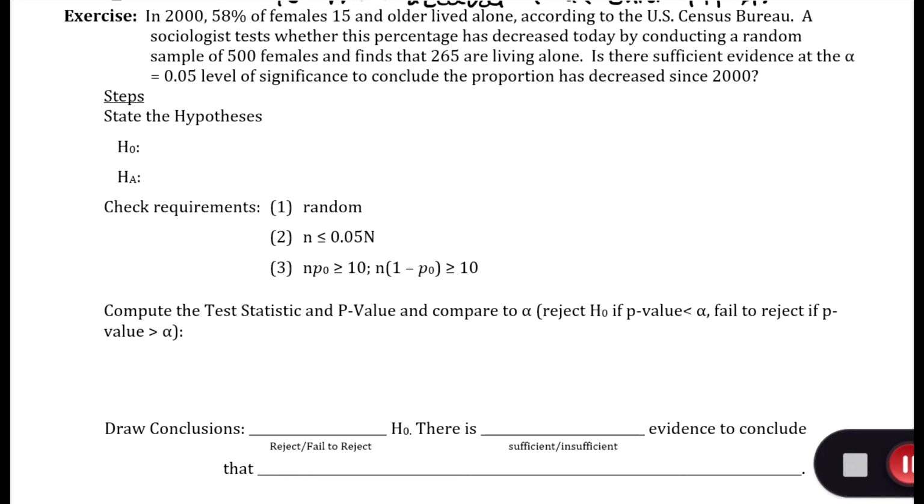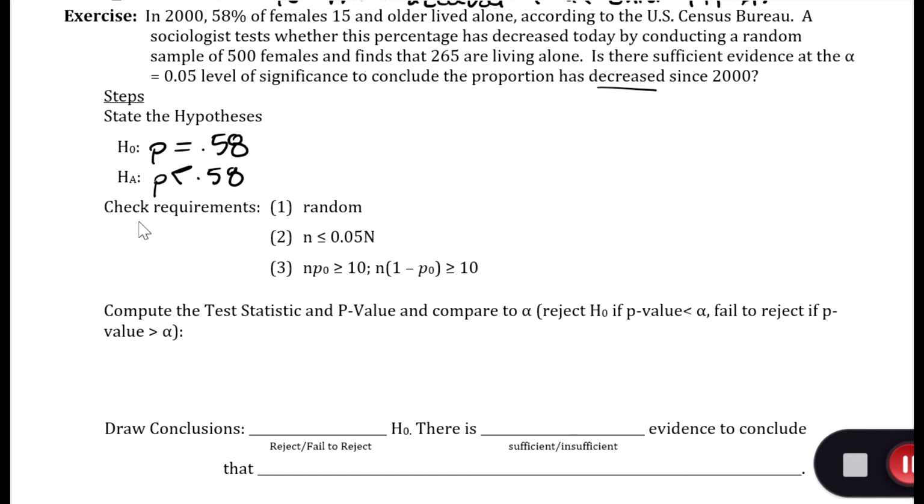Again, first step, our hypotheses. So our parameter of interest is proportions. We have a percentage here of females. We have a number out of a total. So we have proportions. What we're assuming to be true is that 58% live alone. However, we want to test the claim, and that's in our alternative hypothesis, that our proportion has decreased. So it's less than 0.58 since 2000.